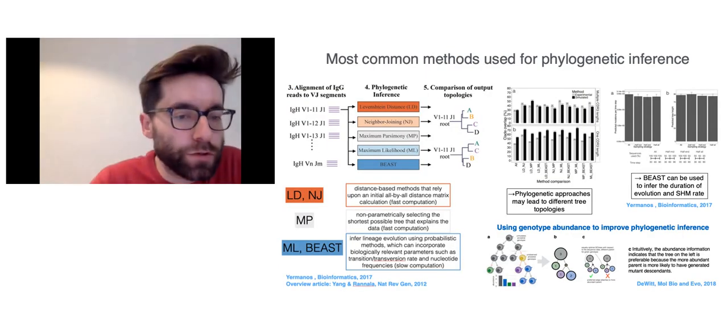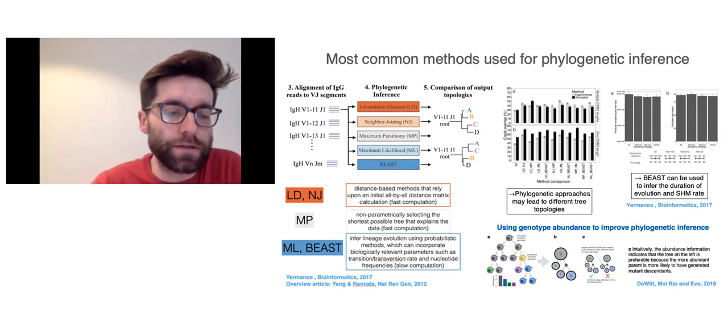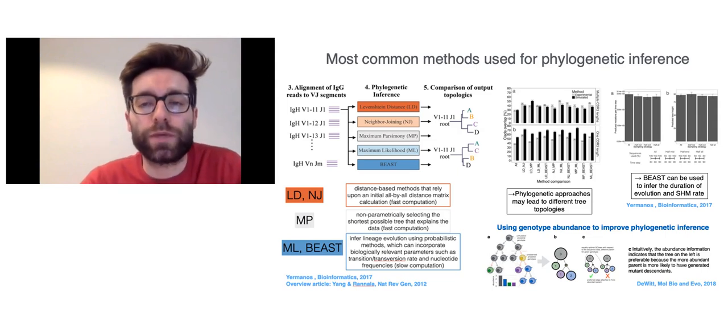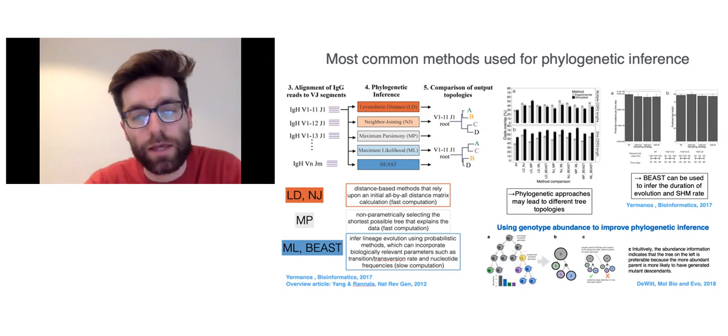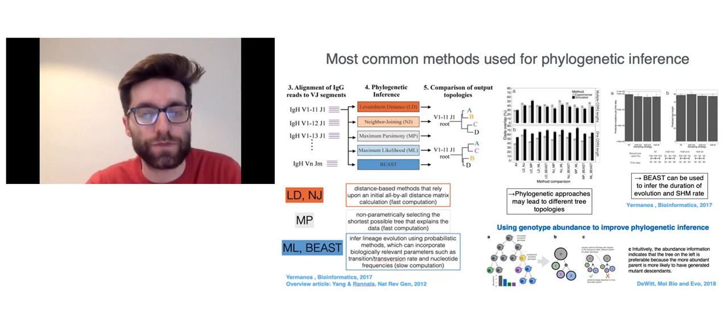There are many different approaches that you can use, which are on the left. I will not go into detail. It's explained, and there are also overview articles for that. What one should be careful about, because many people just use one approach and then they're happy, is that we have shown using simulations that phylogenetic approaches may lead to different tree topologies depending on the approaches you choose. So that's something to keep in mind.